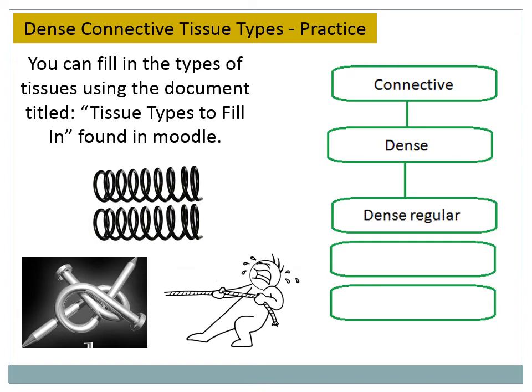So looking at this first one, we have dense regular. Dense regular would be that little guy who's pulling on that rope because it can withstand a ton of stress, and it's that straight. Everything is very regular with that type of tissue. Then we have dense irregular, which would be just like those nails that are crossed over together, right? Extremely strong, mixed up and mixed together. And then we have those springs, which would be that dense elastic connective tissue that's allowing for some bounce back.